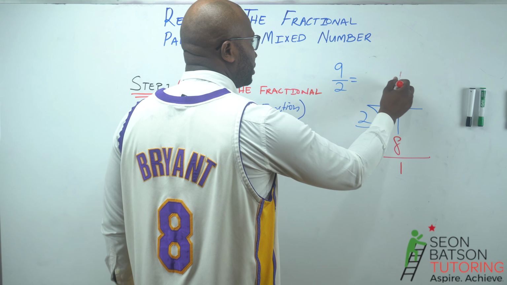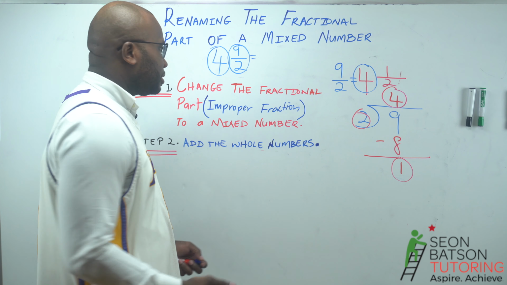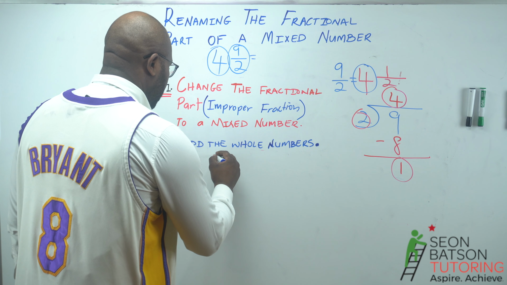We'll add the original or the old whole number to the whole number we get after changing the fractional part to a mixed number. Yes? So first, we know that we can rewrite 4 and 9 over 2 as 4 plus 9 over 2, because in a mixed number, the whole number is always added to the fractional part. Yes?